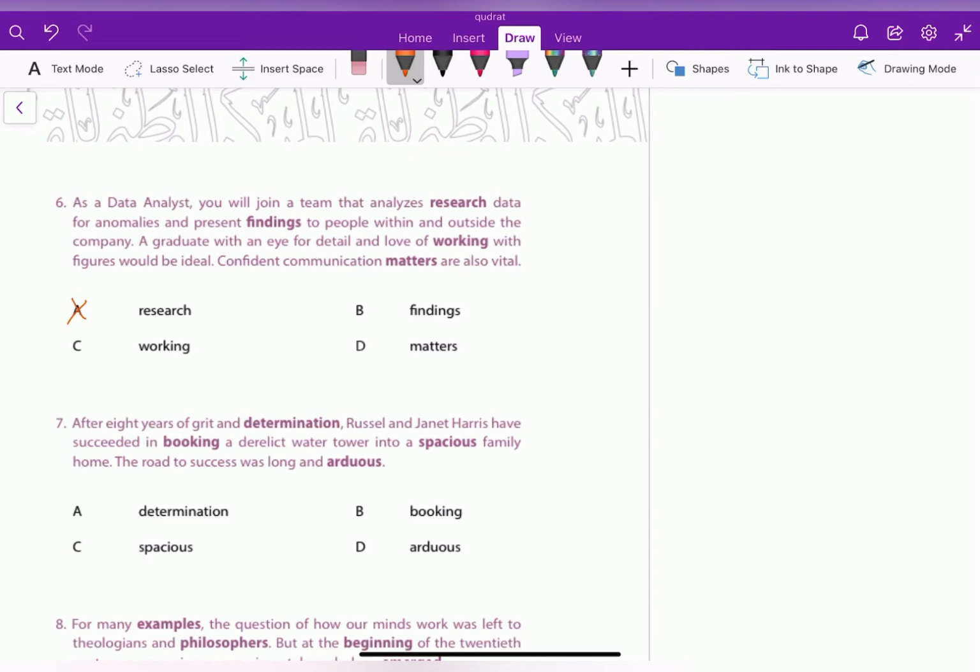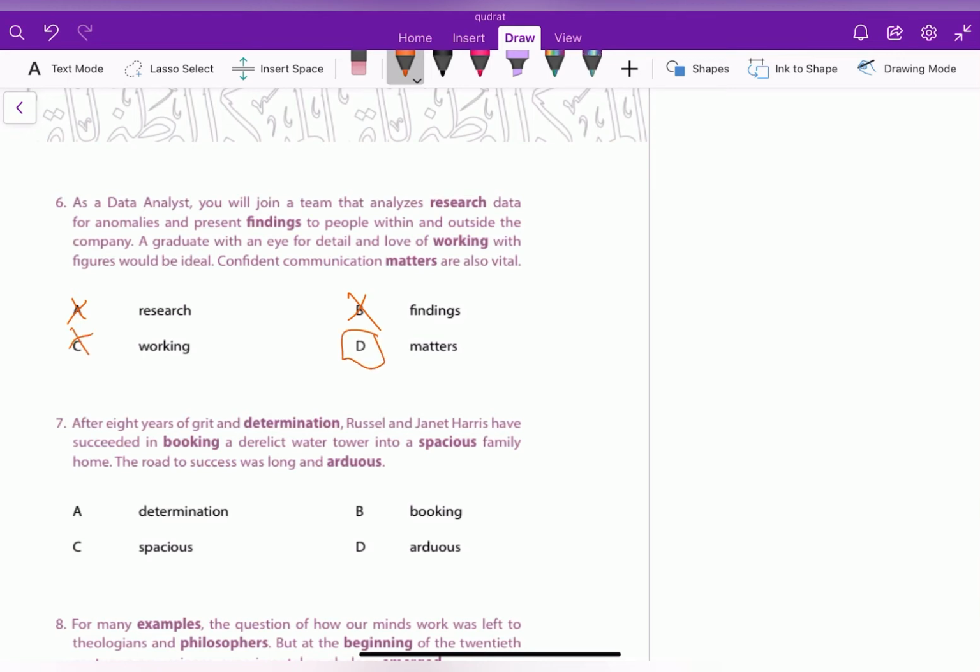Does findings make sense for this context? Yes, because as a research team, you're supposed to be finding stuff. Okay, does working make sense in this context? Yes, a graduate with an eye for detail and loving of work with the figures would be ideal. Yes, so D is the answer.